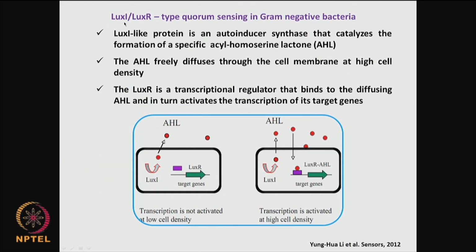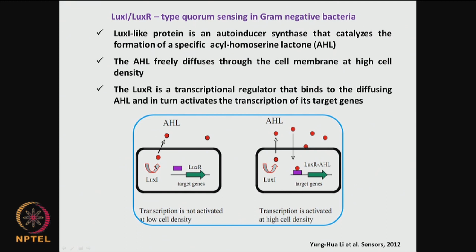Let us look at how this Lux I and Lux R type of quorum sensing in gram negative bacteria happens. The Lux I like protein is an autoinducer synthase that catalyzes the formation of a specific acyl homoserine lactone. So, the AHL is produced, and it goes to the extracellular space. At low concentrations the AHL gets dispersed, since it diffuses freely through the cell membrane. At high cell density they come back again and bind to Lux R. The Lux R is a transcriptional regulator that binds to the diffusing AHL and in turn activates the transcription of its target genes.